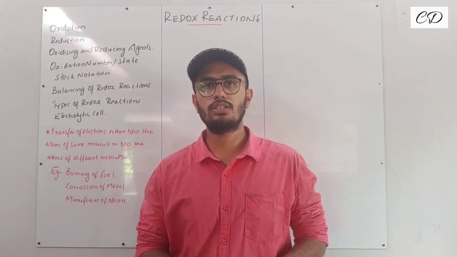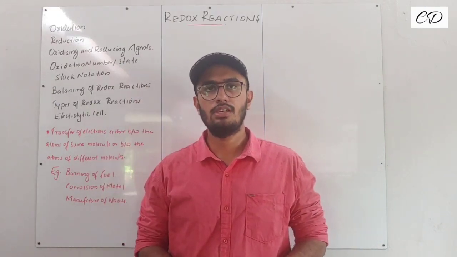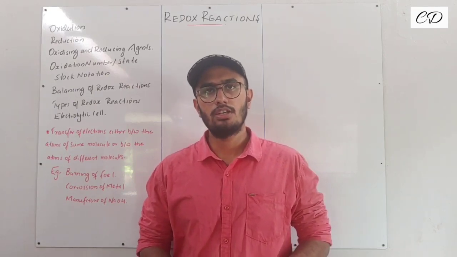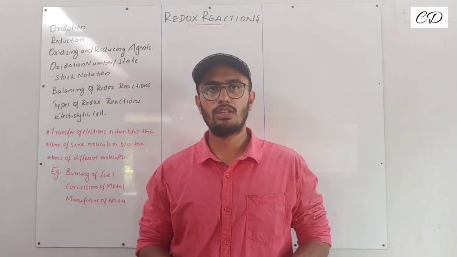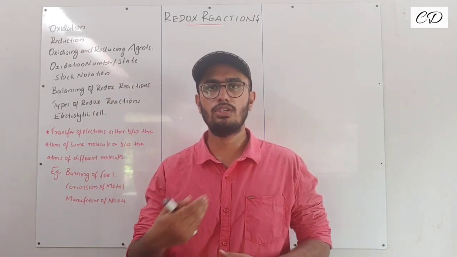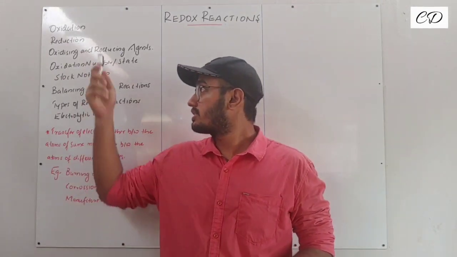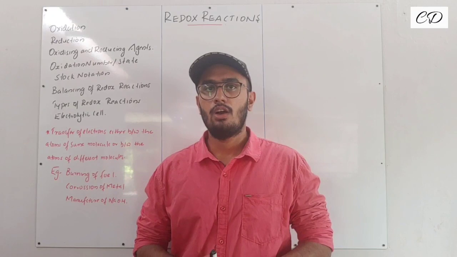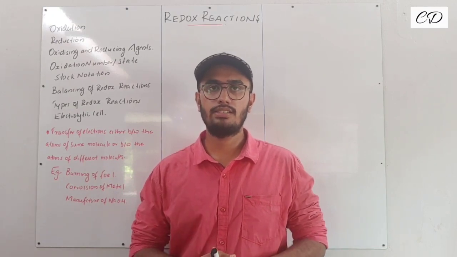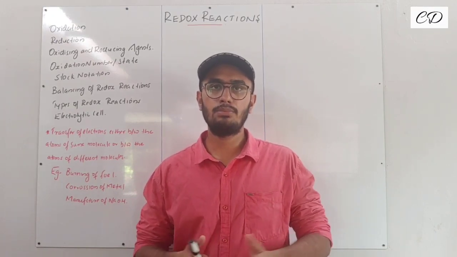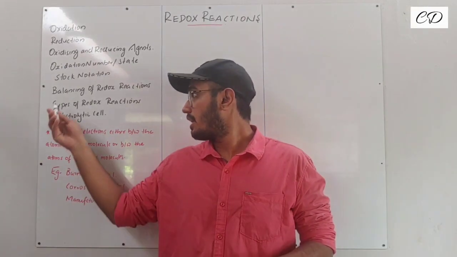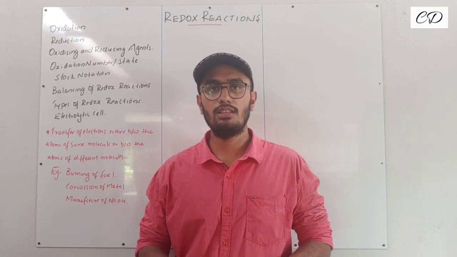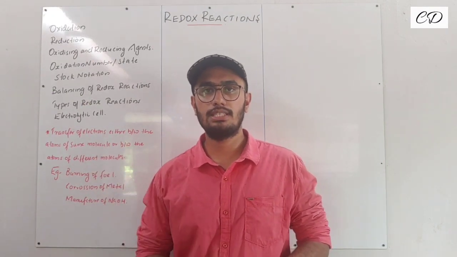Today we are going to discuss the chapter Redox reaction. This is the 8th chapter in your plus 1 chemistry textbook. So first of all, some of the topics we are going to discuss in the chapter: oxidation, reduction, oxidizing agent and reducing agent, oxidation number or oxidation state, Stock notation, types of redox reaction, and balancing of redox reaction, finally electrolytic cell. These are the main topics we are going to discuss in the chapter.